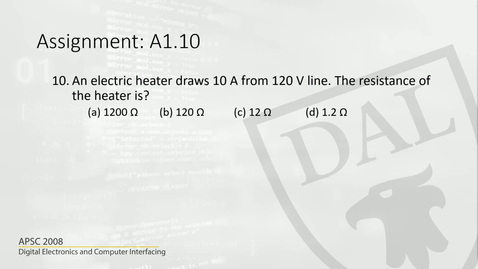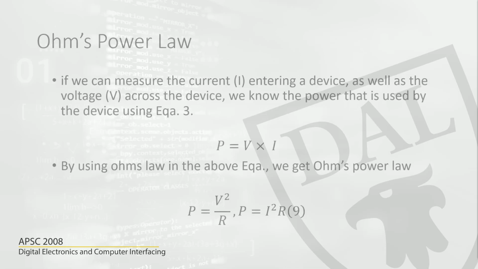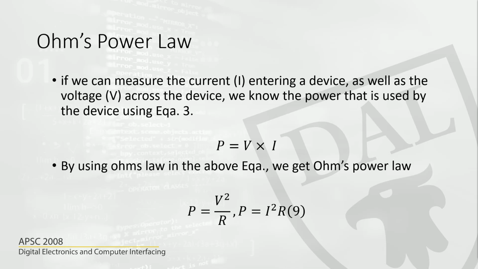Okay, so here we have a small problem to solve. This is assignment 1, question number 10. An electric heater draws 10 amperes of current from a 120 volt line. What is the resistance of the heater? You know the formula, V is equal to IR. Just substitute current and voltage and you will be able to find the resistance of that electric heater.